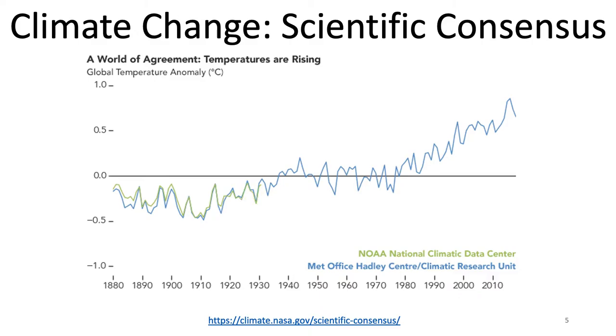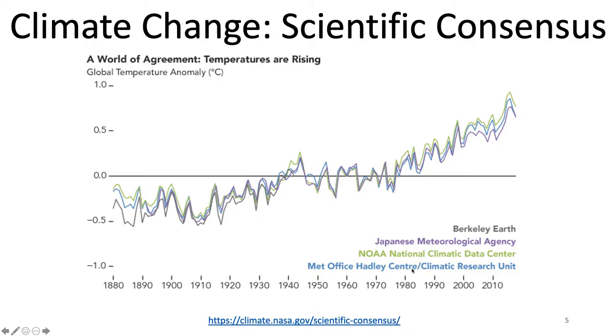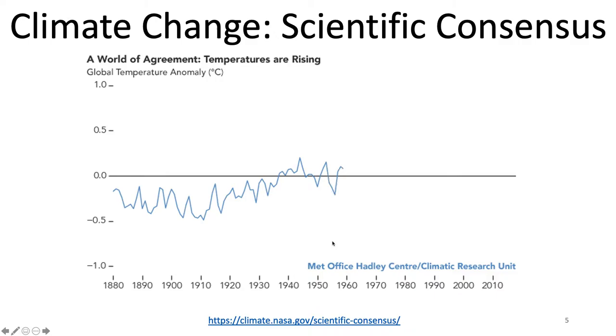So one is from NOAA, which is a federally funded U.S. agency. One is from Japan. I don't know where the Hadley Center is. Berkeley Earth is a separate U.S. institution. And then, of course, NASA. Two separate government-funded institutions, Berkeley, one from another country. This is probably also from another country. There is very high scientific consensus on whether or not the Earth is warming and whether or not we are responsible for it.